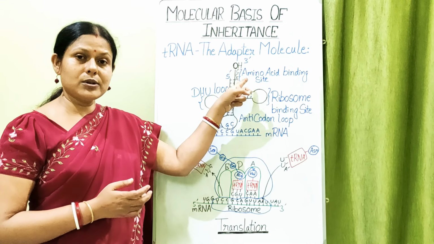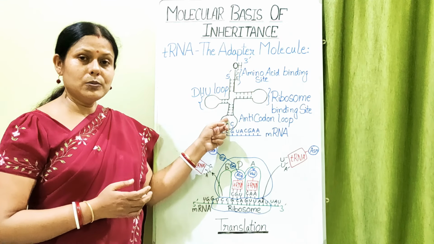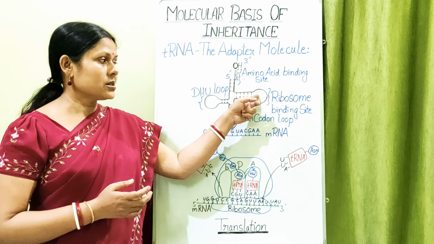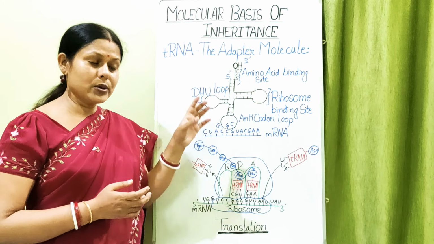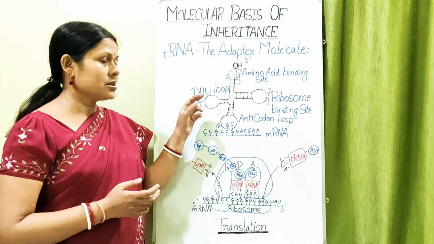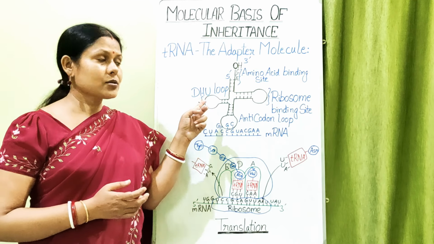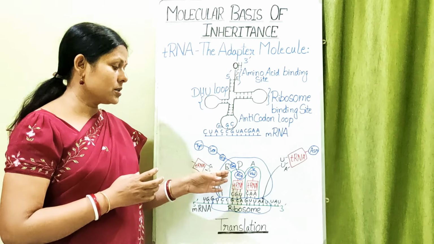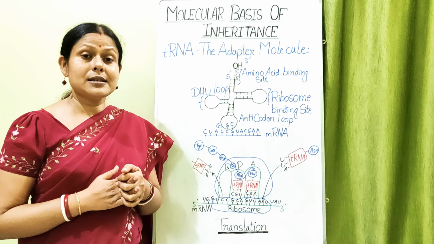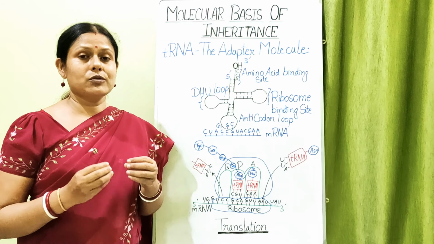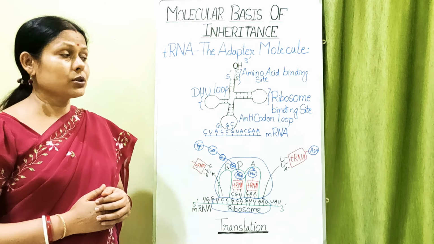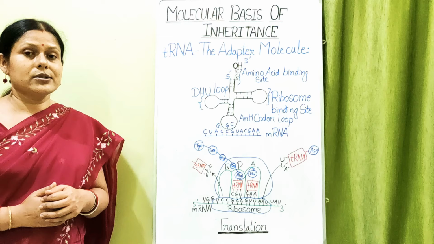This one will bring the amino acid. This one is the anticodon loop, which will be complementary to the base pairs present in the mRNA. This one is the ribosomal binding site, that means it will bind with the respective position of the ribosome. And this one is the DHU loop, that means as a result of this DHU loop binding with the ribosomal subunit, activation of the amino acid synthetase enzyme will take place, resulting in the formation of the polypeptide chain. So this is all about your adapter molecule, or the soluble molecule, which is called your tRNA.